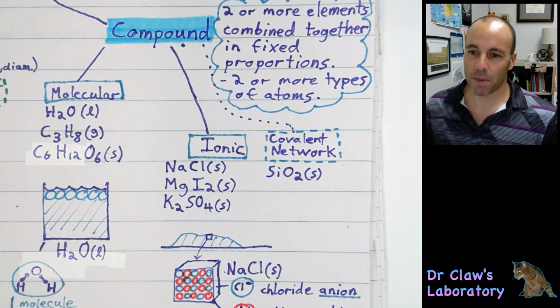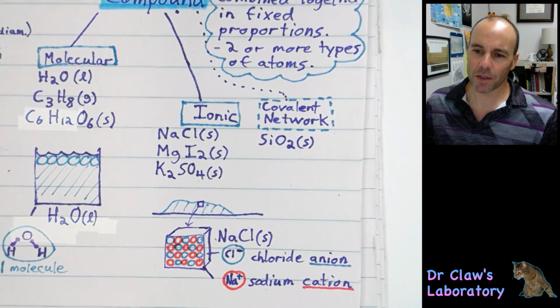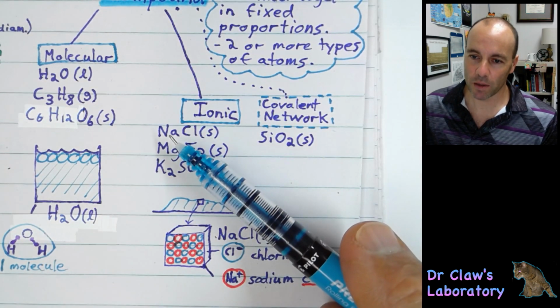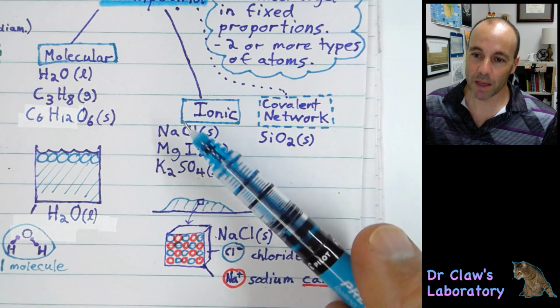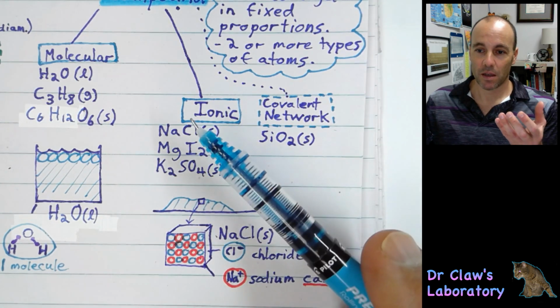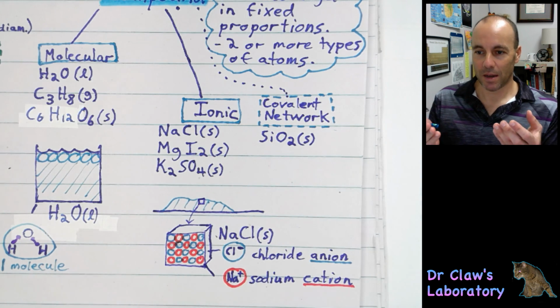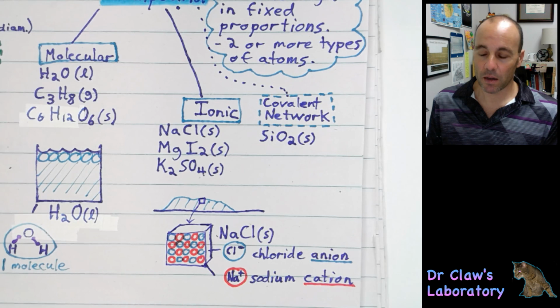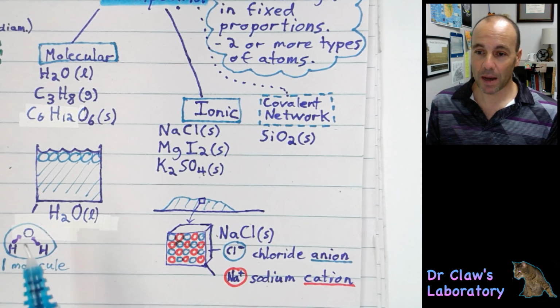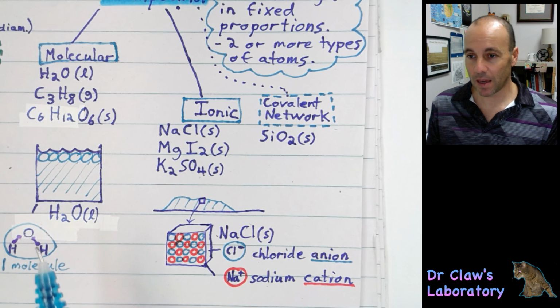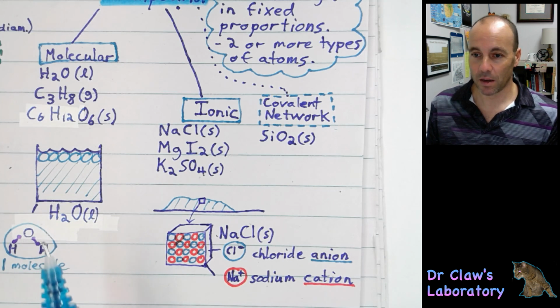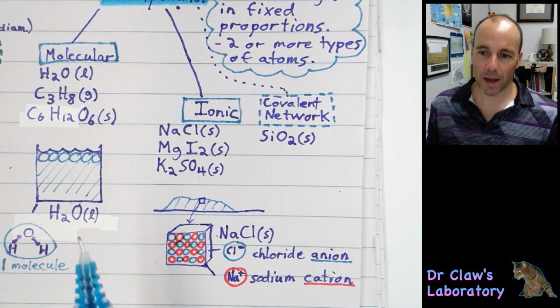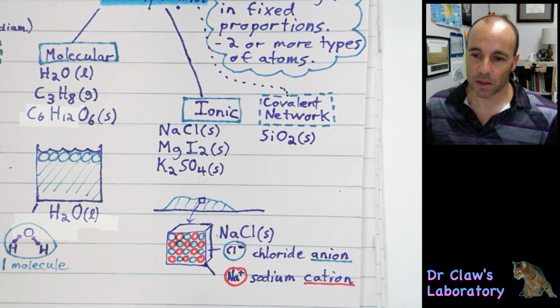Now, ionic compounds are made of ions. The metals, like sodium and magnesium and potassium, tend to form positive ions, and the non-metals tend to form negative ions. Now, if you have a positive ion, there has to be a negative ion nearby. So what happens when you form an ionic compound is the metals, being positive, are missing an electron.